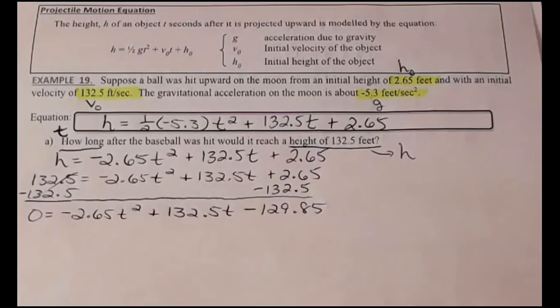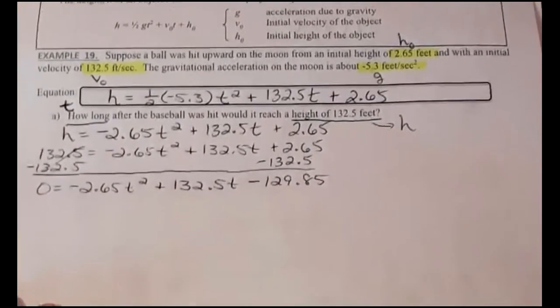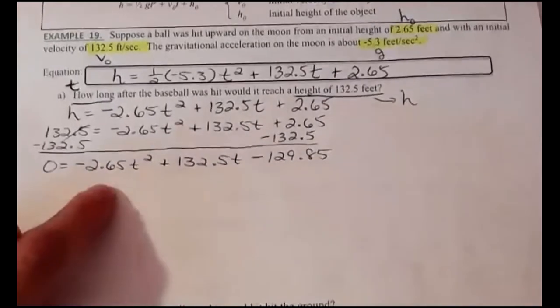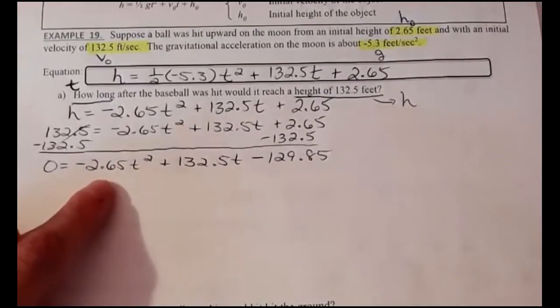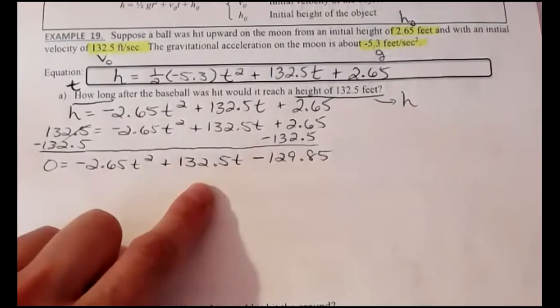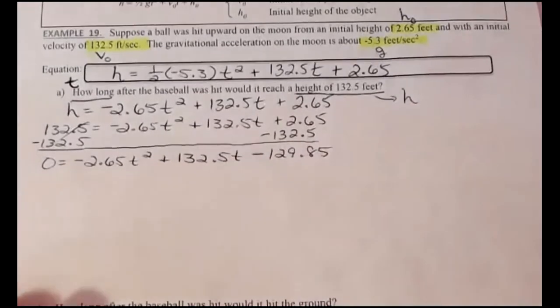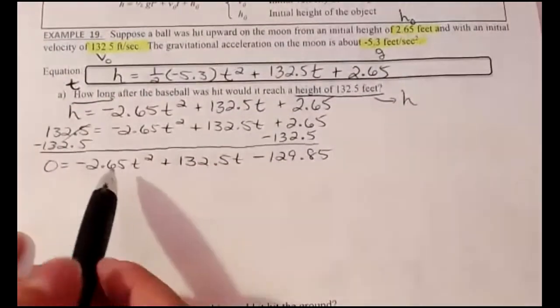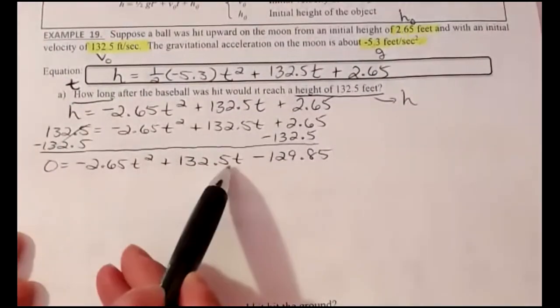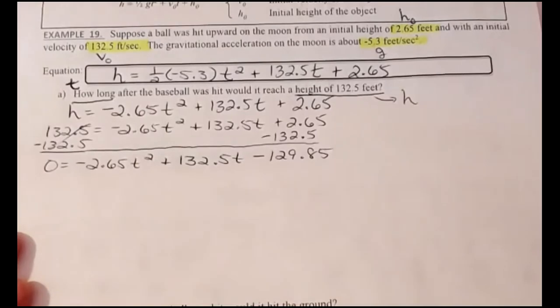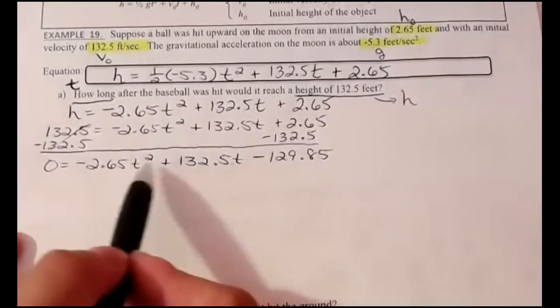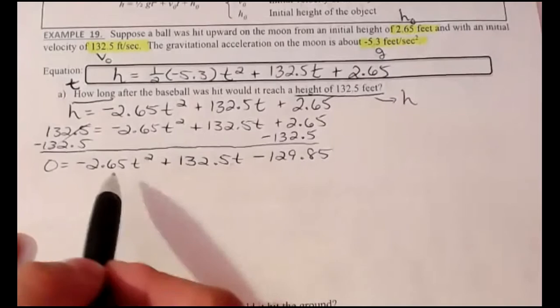We want to solve this. Well, we can use the quadratic formula. I wouldn't use anything else. That would just be really, really disgusting. So let's use the quadratic formula where A is negative 2.65, B is 132.5, and C is negative 129.85. Okay, so X is equal. In this case, X is T. So instead of writing X is equal to, I'm going to write T is equal to. That's what's replacing X in this case.